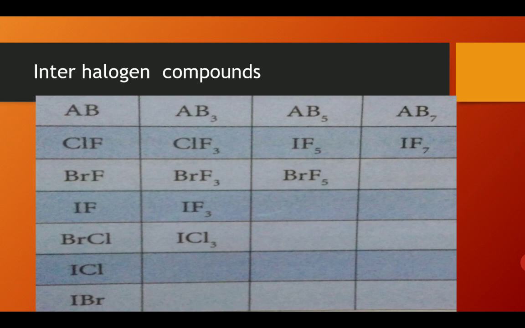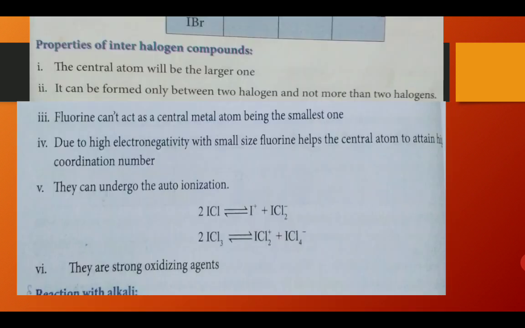So this is given in the table. There are 4 types they have given: AB type, AB3 type, AB5 type, and AB7 type. Down below some examples are also given. In AB7 type you have only one compound, that is IF7. In AB type you have so many: ClF, BrF, IF, BrCl, ICl and IBr. So these are all the examples for interhalogen compounds. This is the type of interhalogen compounds. The next, properties of interhalogen compounds. There are 5-6 properties given. Please go through one by one.